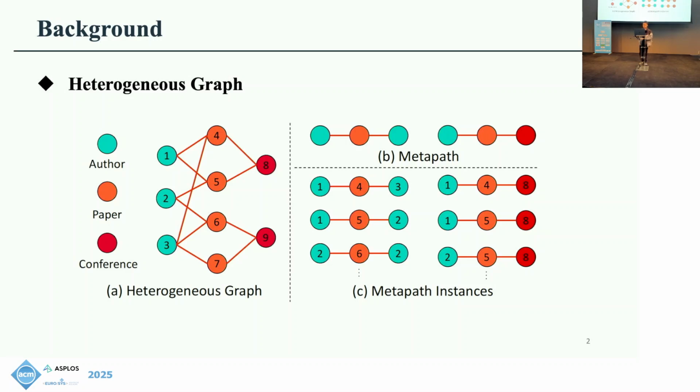There is an important concept in heterogeneous graph, a metapath. It is a sequence of vertex types that expresses the semantic relationships among different vertex types. For example, this figure shows 2 metapaths, APA and APC. APA means that two authors co-authored the paper, and APC means that one author presented a paper at a conference.